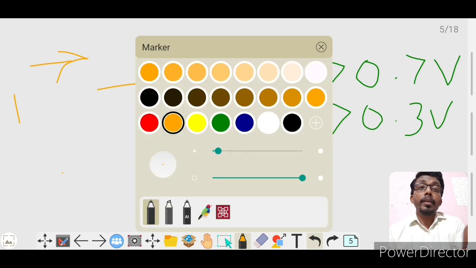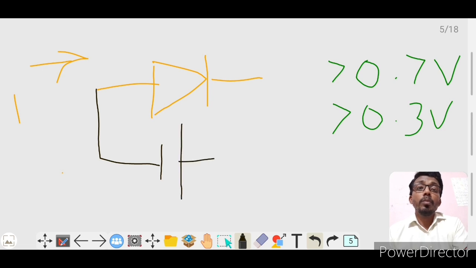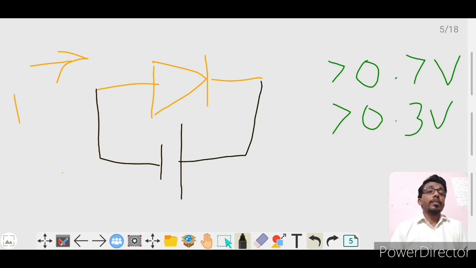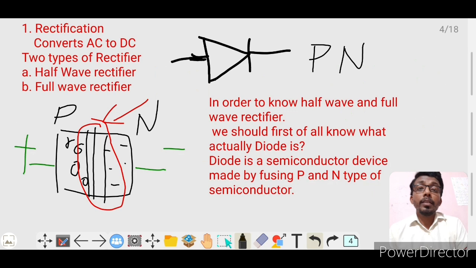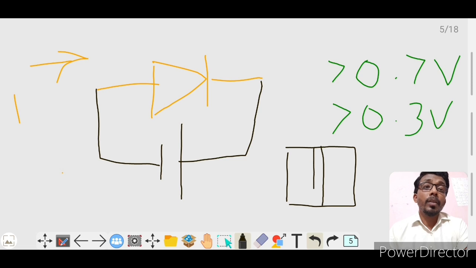We are connecting positive terminal to negative and negative terminal to positive. Now what is happening? As we have seen here, I will draw again over here. Suppose this is our semiconductor, this is our depletion layer, this is P type, this is N type, and now here I am applying negative terminal, here I am applying positive terminal.